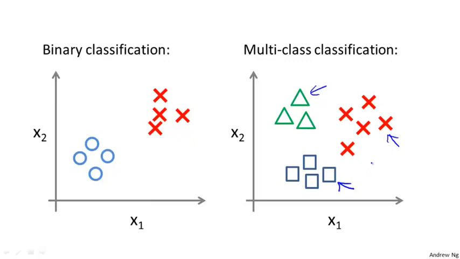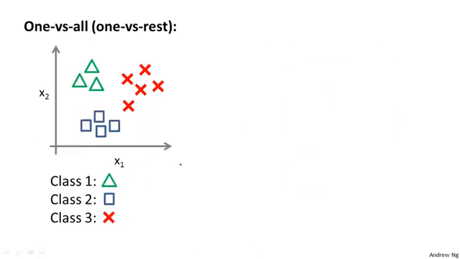We already know how to do binary classification. Using logistic regression, we know how to maybe fit a straight line to separate the positive and negative classes. Using an idea called one versus all classification, we can then take this and make it work for multi-class classification as well. Here's how one versus all classification works, and this is also sometimes called one versus rest.